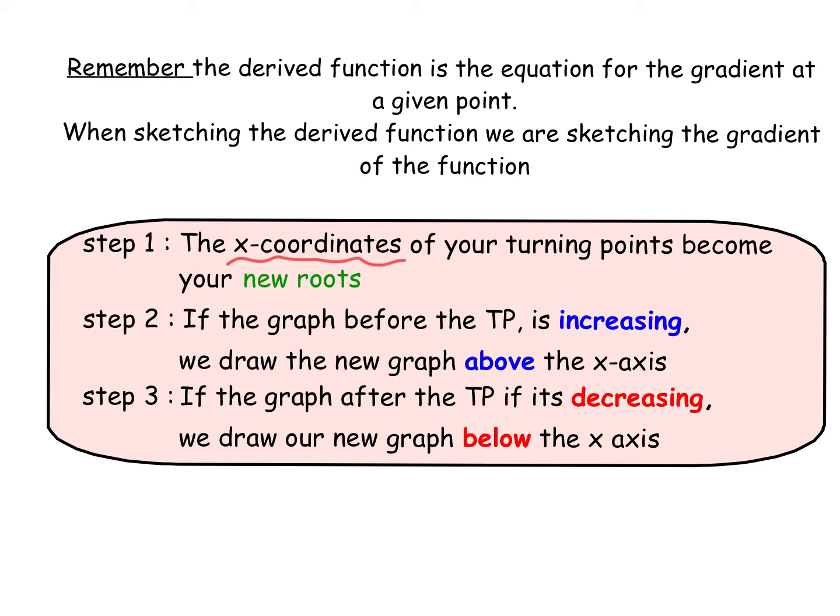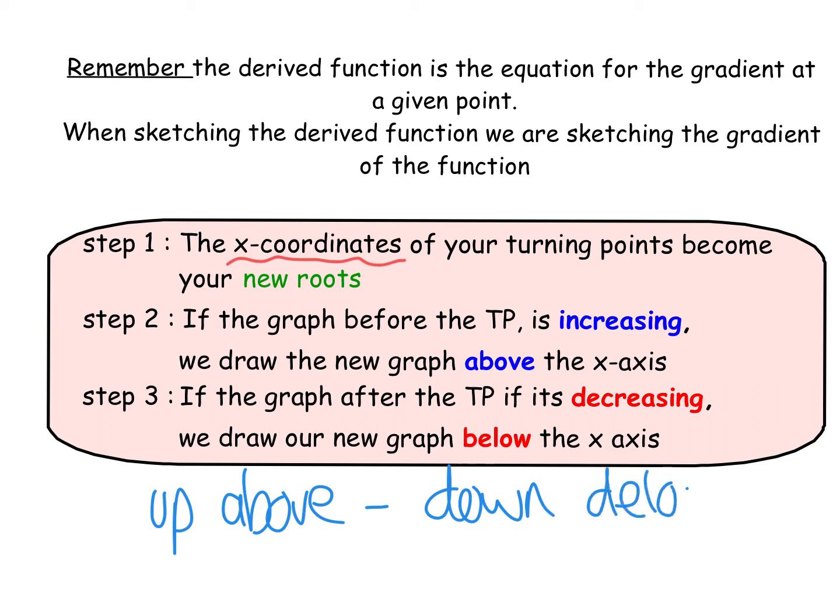And similarly the other way, if the bit of the graph we're looking at in the original is decreasing, then on our new graph it has to be drawn below. And a little tip is, we've all heard this phrase before: up above, down below. It definitely helps some of my pupils remember. So if the curve is going down the way, below, not de-low. If the curve is going down the way, we draw it below the graph. If it's going up, we draw it above the x-axis.